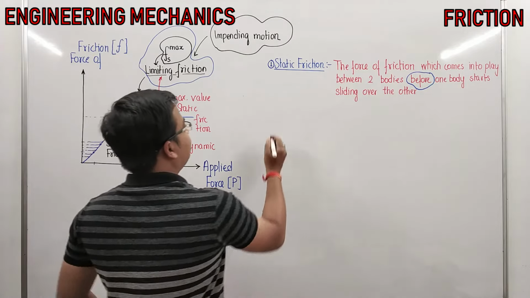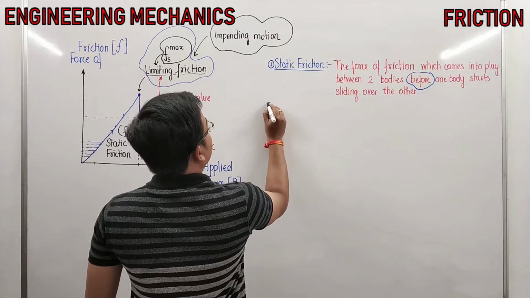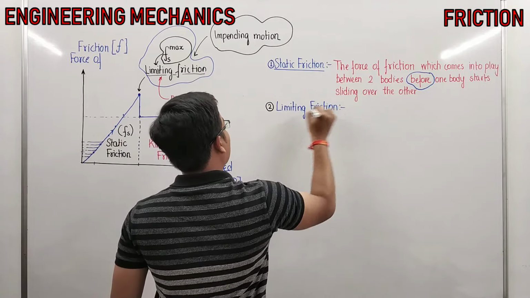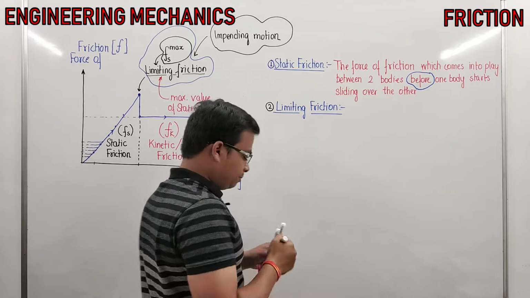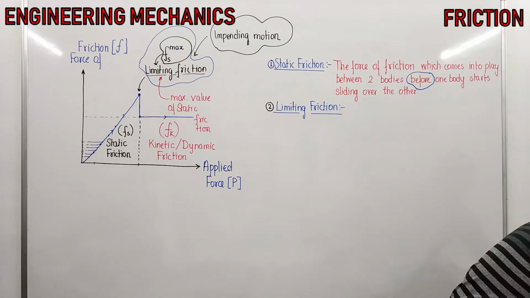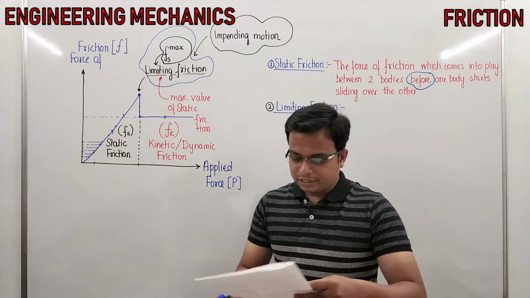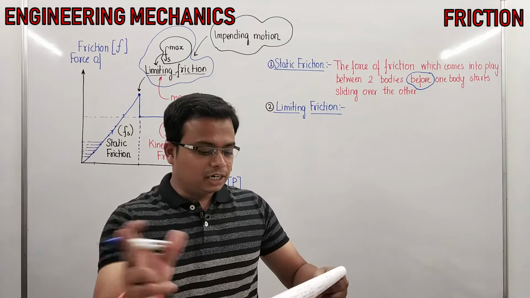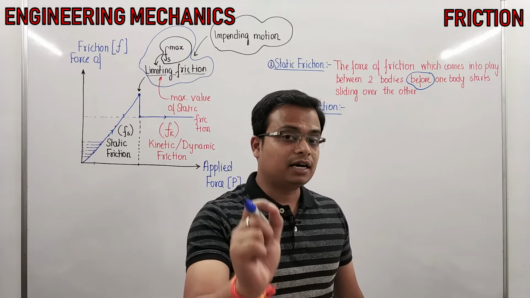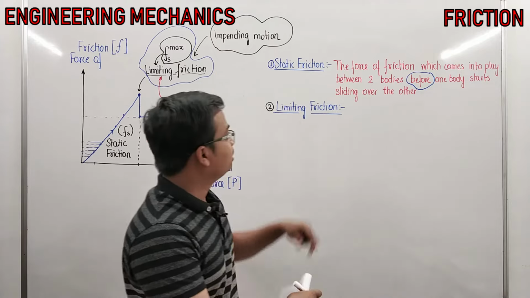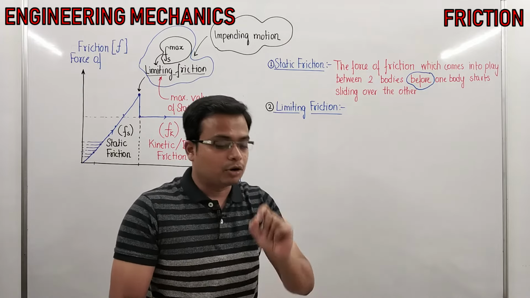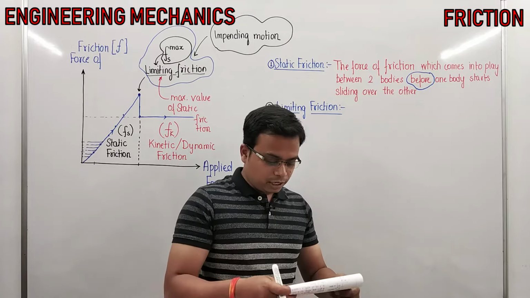Now let us talk about limiting friction. Second, limiting friction. Let me just read out the definition for all of you. Now this limiting friction definition says the force of friction which comes into play when a body just starts moving over the surface. Just starts moving. The definition of static friction says before, and here it is just starting to move. Right? So let me just write this.